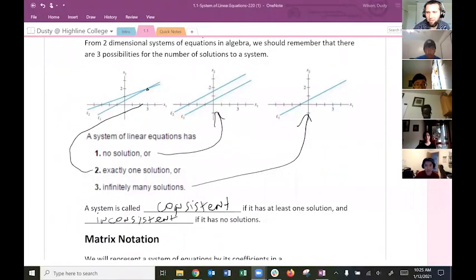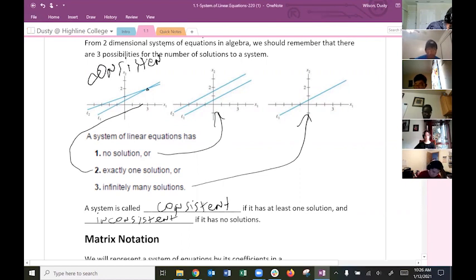Of the three pictures, which represent consistent equations and which represent inconsistent equations? Does that make sense? The first one, the one when the lines intersect. So this one. Okay. Any other ones consistent? Yeah, the third one's also consistent. Yep, I agree. And it's just this second one that's inconsistent.